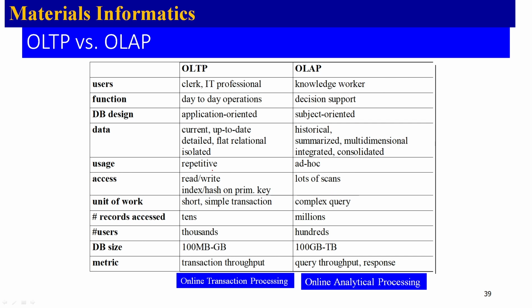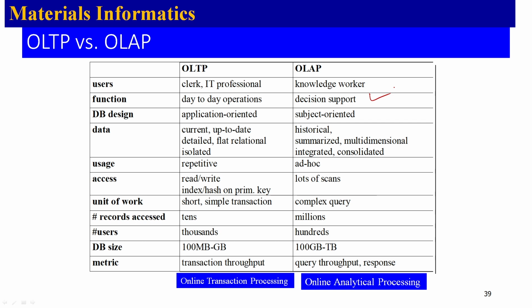Also, we need to know how to differentiate between two important things: one is called online transaction processing, the other is called online analytical processing. Normally, the users for online transaction processing, or OLTP, are clerks or IT professionals, but analytical processing is mostly done by knowledge workers like you and me, scientists. The function of OLTP is basically day to day, but OLAP is basically for much better decision support. Data should be current and up to date for OLTP, but for OLAP it can be historical also. It can be summarized in a multidimensional way, consolidated.